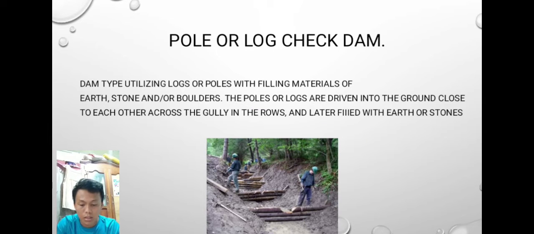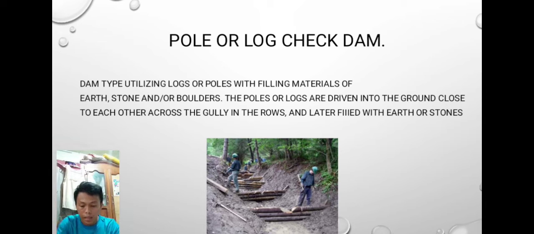So next is pole or log check dam. Dam types utilizing logs or poles with filling materials of earth, stone, or boulders. The poles or logs are driven into the ground close to each other across the gully in rows and later filled with earth or stones.